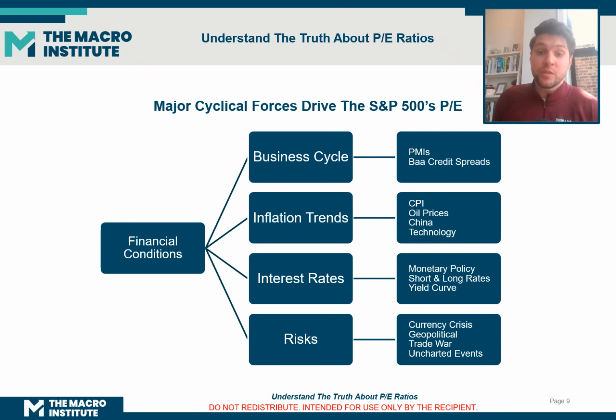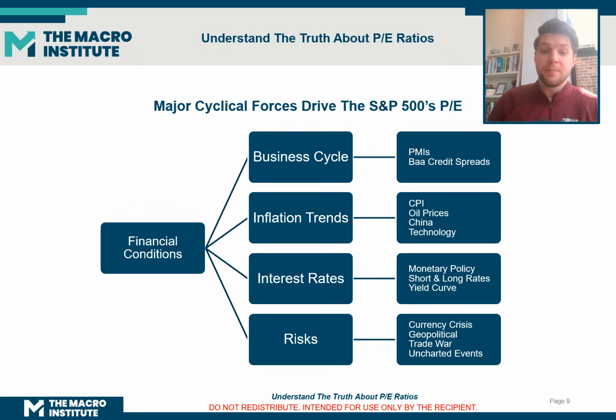So if you can't use interest rates to forecast the S&P 500's PE, what can you use? Well, I didn't exactly say that you couldn't use interest rates. The point I want to get across with this is that PEs or market multiples are a very macro thing. So you need to be looking across the business cycle. Look at PMIs or proxies of risk like BAA credit spreads. You can look at inflation trends.